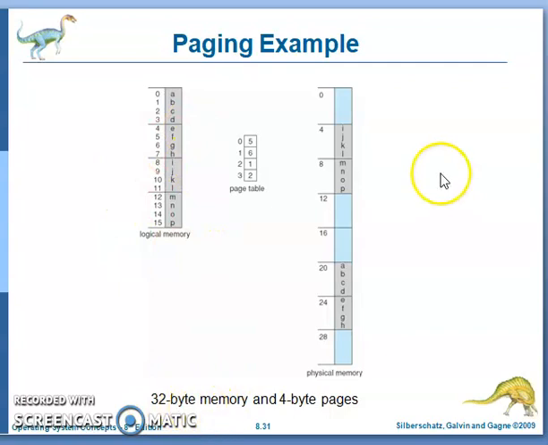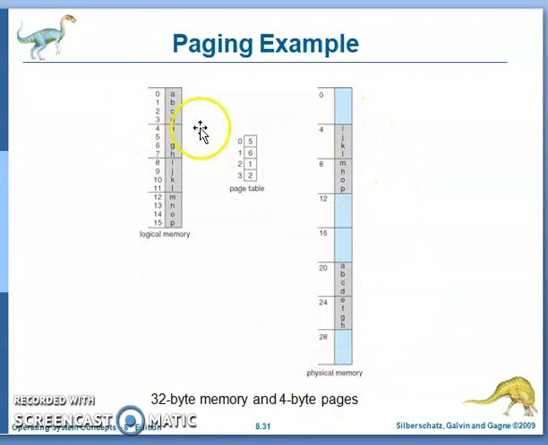Now this is a 32 byte memory, from 0 to 31, with 4 byte pages. Each page has 4 bytes: the first byte is A, then B, C, D. In the next page, E, F, G, H, and so on. These are the 4 pages, and there are 8 frames, since 32 means 4 times 8. So these are the frames.